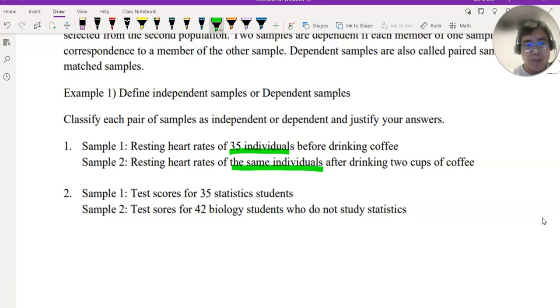Now number 2: sample 1, test scores for 35 statistics students, and sample 2, test scores for 42 biology students who do not study statistics. In this case, the first is 35 statistics students, and the second is test scores for only 42 biology students, who are not any of those 35 students. Because they are two different populations, number 2 must be an independent sample.